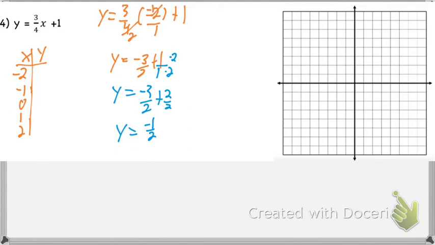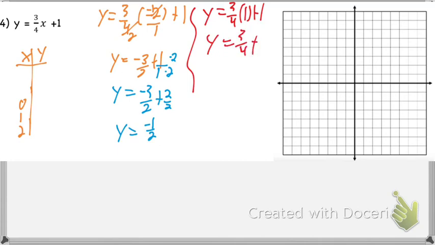Maybe we want to keep 0. Reagan said 1, so let's try 1 and see what happens. y equals 3 over 4 times 1 plus 1, so y equals 3 over 4 plus 1. Is that still going to be very fun? No, we're still going to end in a fraction, so we probably don't want 1. We know we like 0.